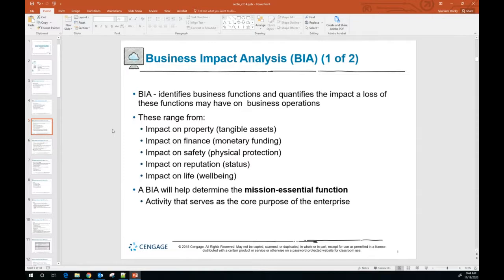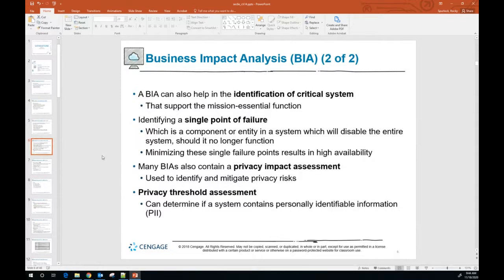This will also help us determine what our mission essential functions are. So that's the activities that serve as the core purpose for our enterprise, for our organization. They can also help in identifying critical system functions. So these are the mission essential functions.